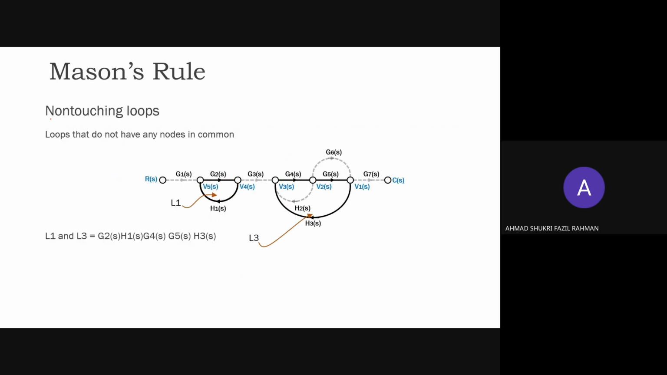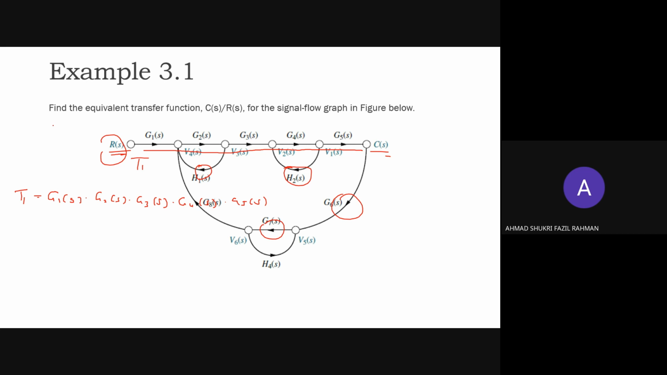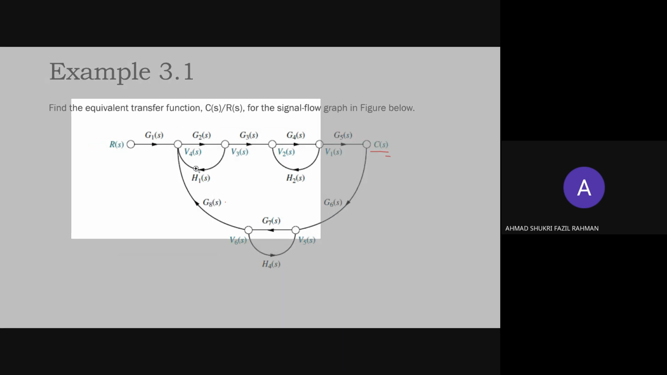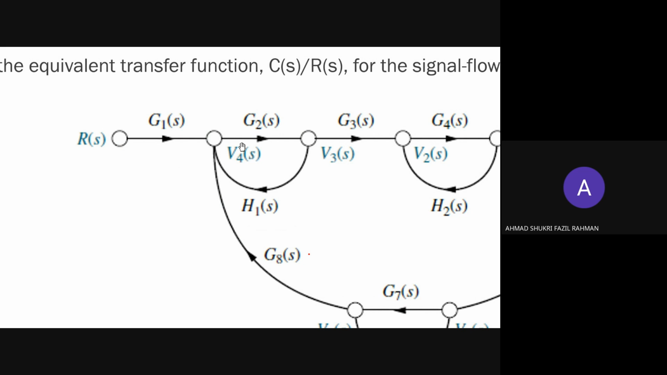So we go back to our example question. From here, try to identify how many forward paths there are. So I remove this one first. From here, we can see that there is more than one. We can start by observing this one. So you can see here, this is one forward path.